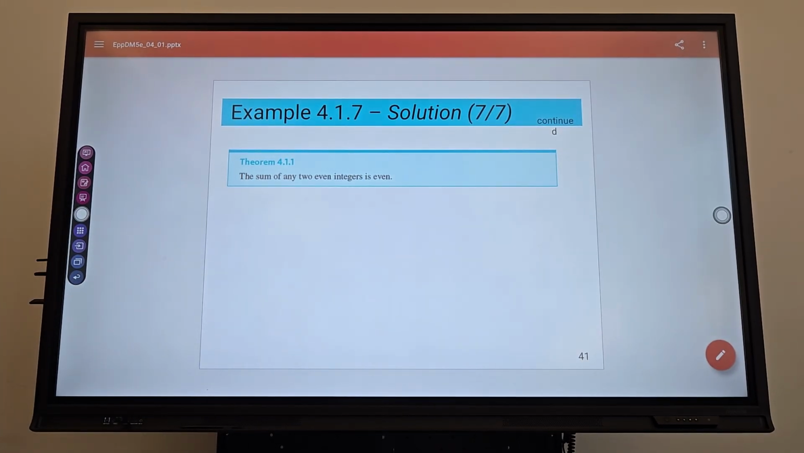Which leads us to theorem 4.1.1: the sum of any two even integers is even.